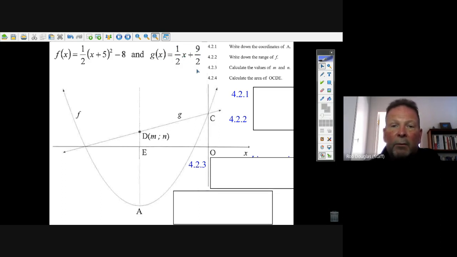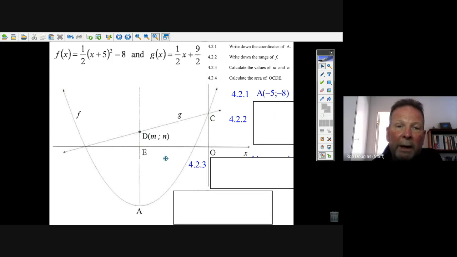Well, first it says, write down the first question. I've written it small here, but you can see when you look in the exam. The first question is write down the coordinates of A. And in the setup, they tell you that A is a turning point. They tell you that D lies on the axis of symmetry of this parabola, and it's got coordinates M and N. That the line g of x goes through C, and the parabola goes through C, and there we go. I think that's basically what they describe.